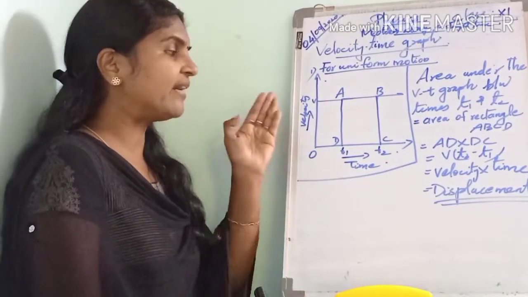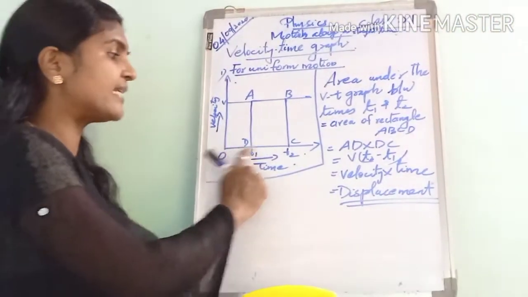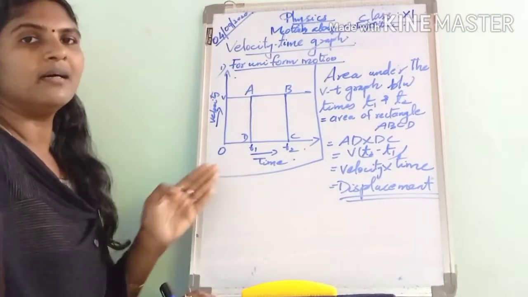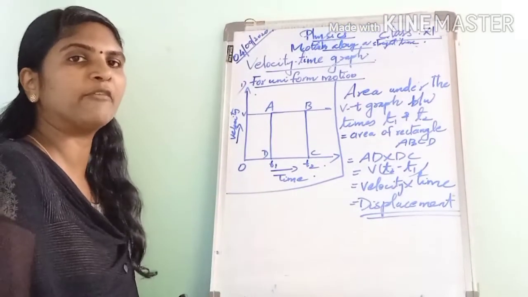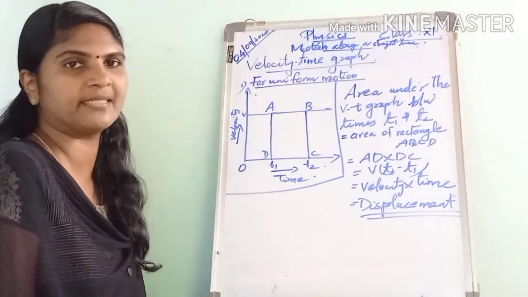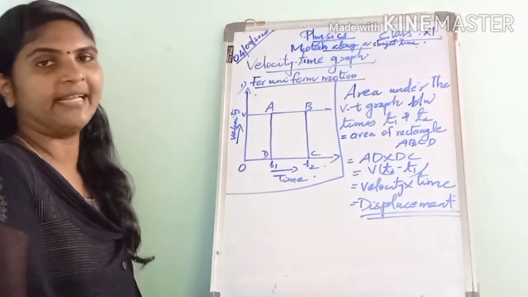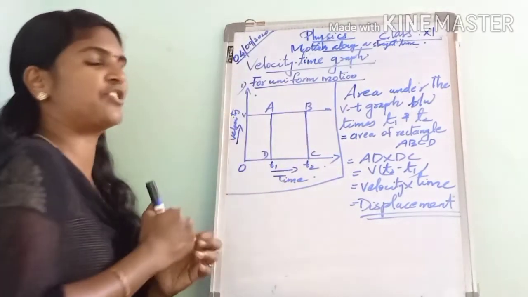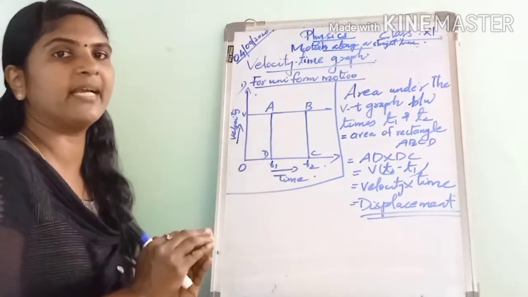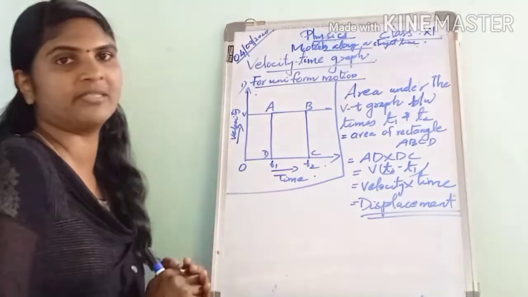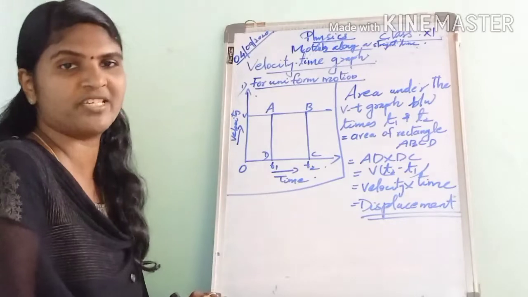For drawing the velocity time graph, we take velocity along the y-axis and time along the x-axis. Like the position time graph, this velocity time graph can be studied under different conditions. The first is uniform motion. Suppose an object is in uniform motion, how does the velocity time graph look?